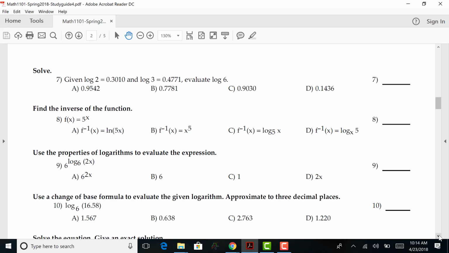Remember the property said if you have b raised to the log base b of x, the answer was x. So if you have these two the same, that's a b and that's a b, this is a base and that's a base. If they are the same, the answer is whatever this is. If that's an x, your answer is x. If it's a 2x, you put 2x. If it's a 3x, you put 3x. If it's a 59, you put 59. So in this particular case, it's 2x. When these two are the same, the answer is whatever that is.